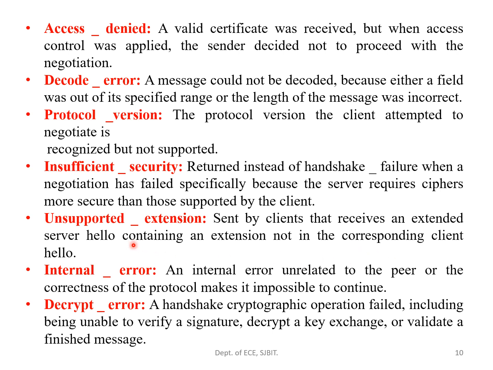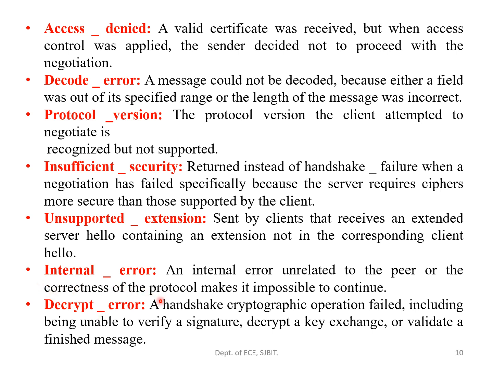Next one is unsupported extension. This is sent by clients that receive an extended server hello containing an extension not in the corresponding client hello. When you exchange data from client to server, they start by exchanging the hello messages. If there is an unsupported extension, you get the alert message.